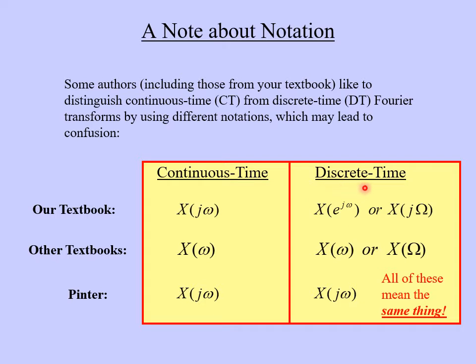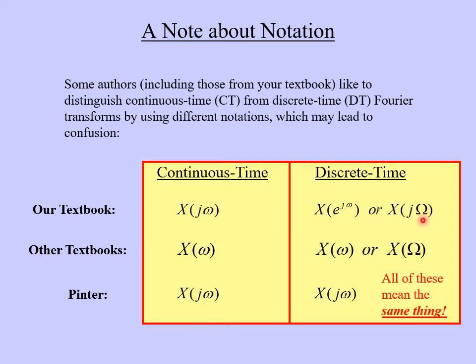In discrete time, your textbook, for example in chapter 5, uses this notation. X is again the name of the transform, and the argument is e to the j omega. Later on you'll see this notation as well: X, and the argument is j omega, but the omega is the uppercase omega.